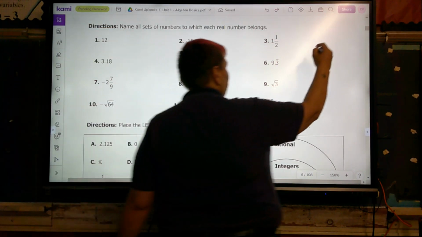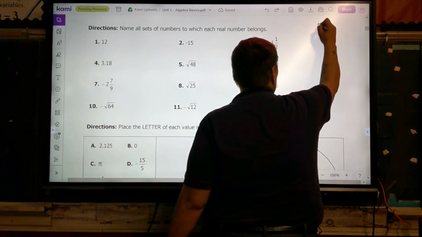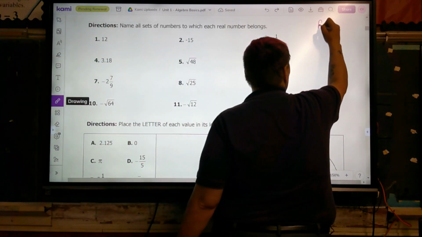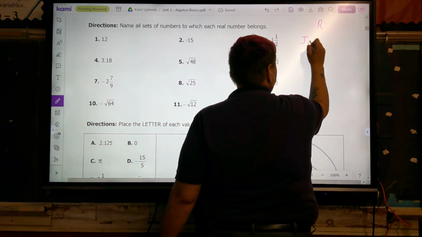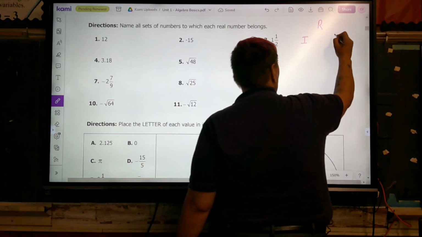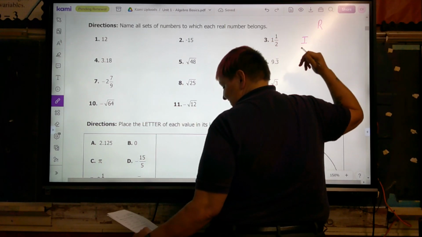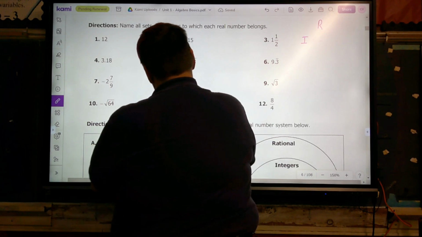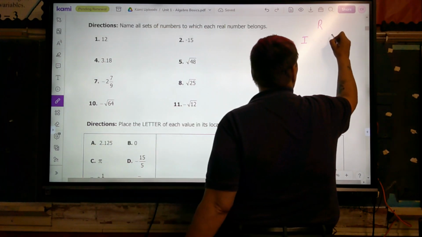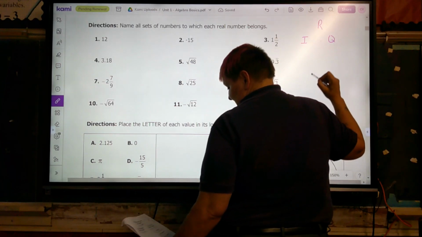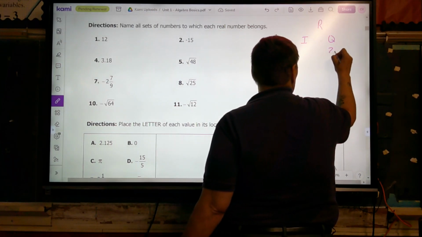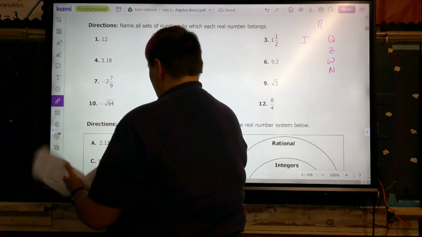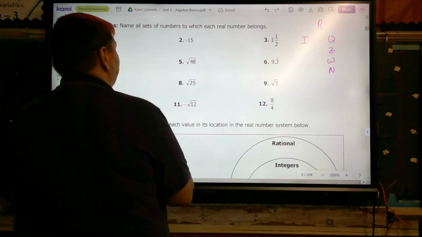Alright, so name all sets of numbers to which each real number belongs. Let's go ahead and jot them down. We have real, and we have irrational, and we have, what did we decide to use? Q for rational, and then we have Z for integer, W for whole, and N for natural. Just so that we'll have them in case we need them.